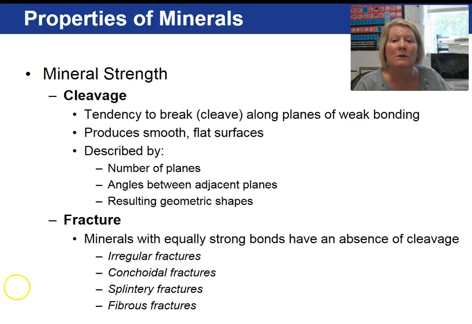Now minerals can also fracture, and minerals that fracture along the surface, that simply is due to no weaker chemical bond in any direction than any other direction. So the strength of the bonds are equal in all directions. And so they will irregularly fracture, conchoidally fracture, splintery, and fibrous fractures.